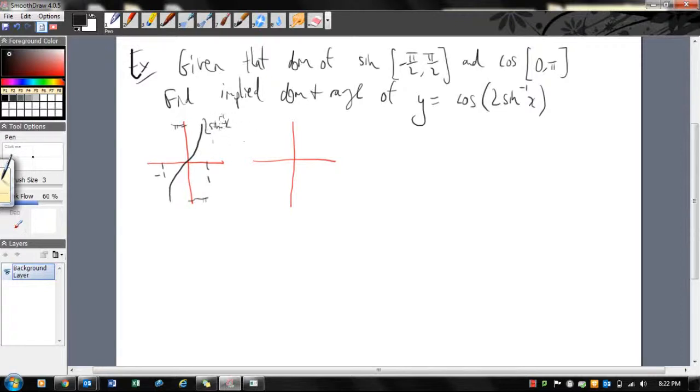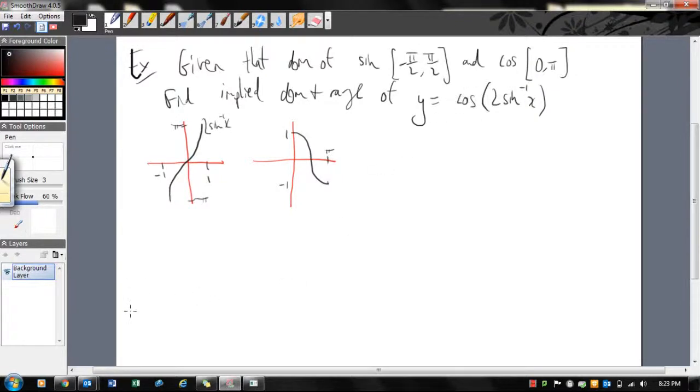So that's 2 sine inverse x. I'm just being very brief here. And the other function is cos, restricted to 0 to pi, so it just looks like that. There's pi there, 1, negative 1. Just looking at these two functions, we need to see where this thing is defined. So where will y be defined? What you need to remember is that we need to find where the inside function is defined, and also where the range of the inside function lies, and the domain of the outside function.